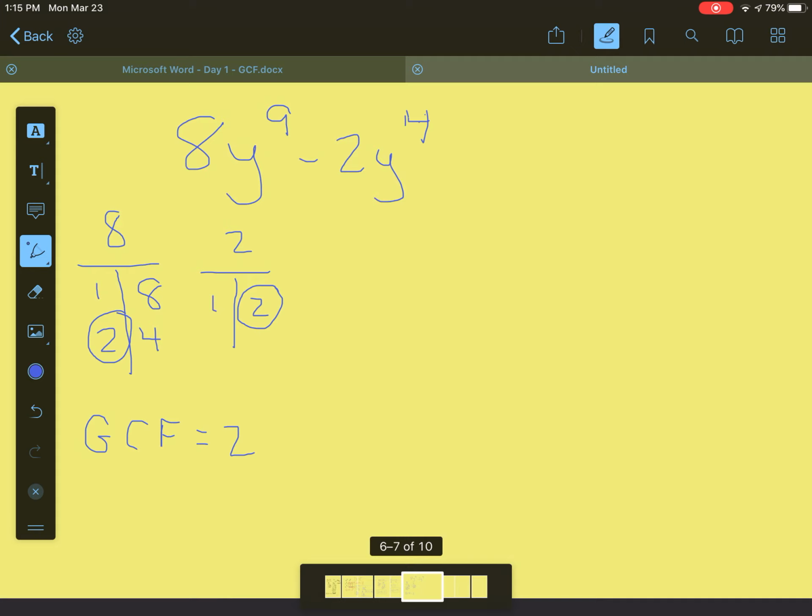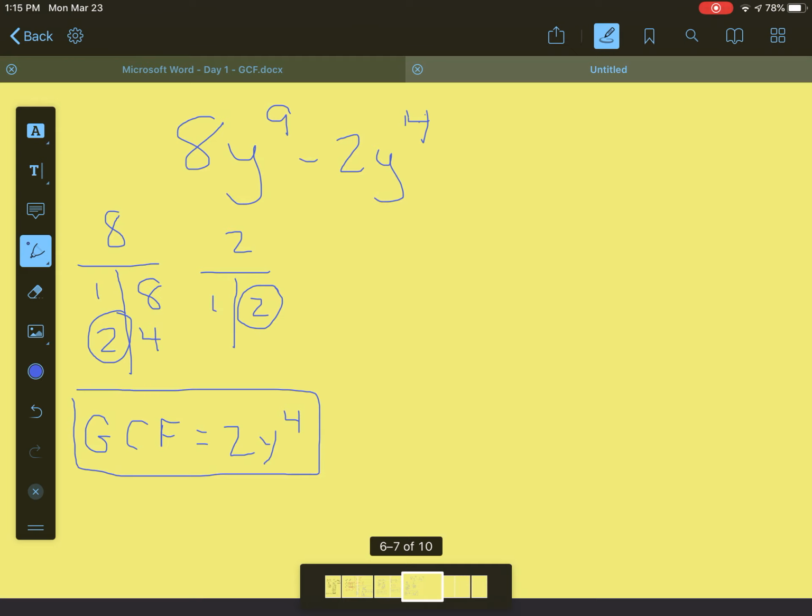So we've got y to the 9th and y to the 4th. Okay, so again, just take whoever is the lowest exponent. So the lowest exponent in this case is y to the 4th. So 2y to the 4th. So that is our GCF. Okay, so you've gotten halfway through the problem.